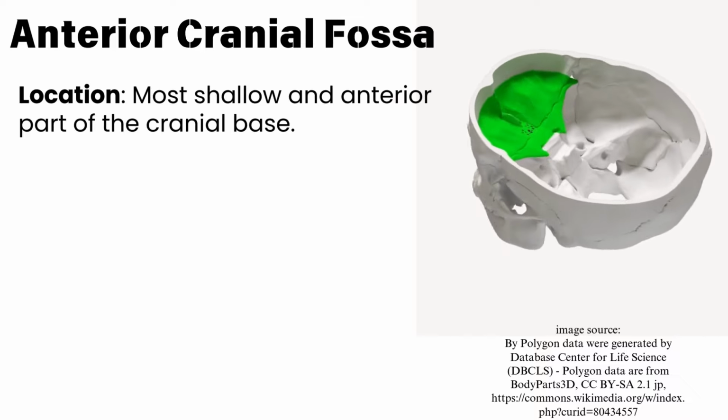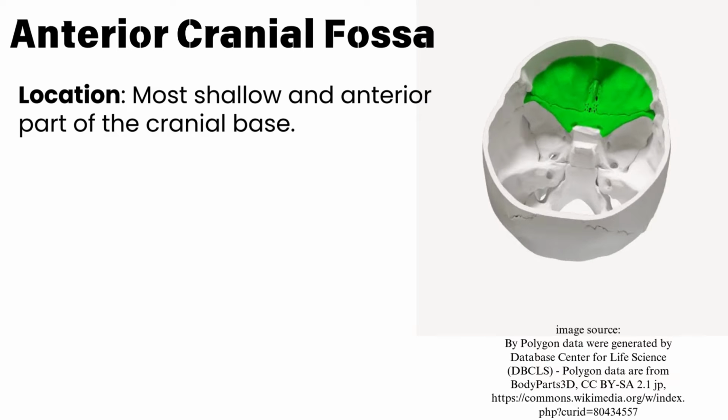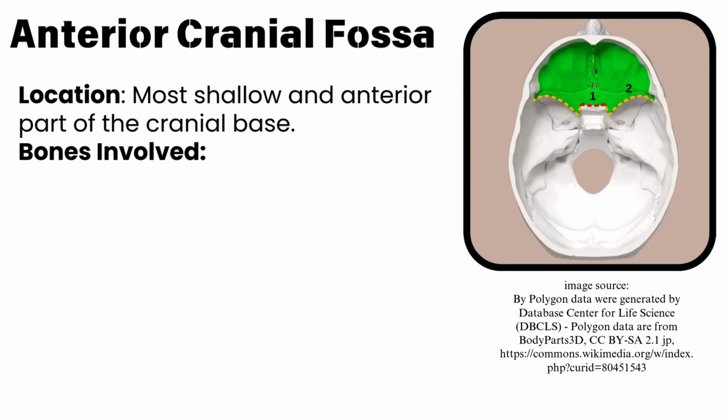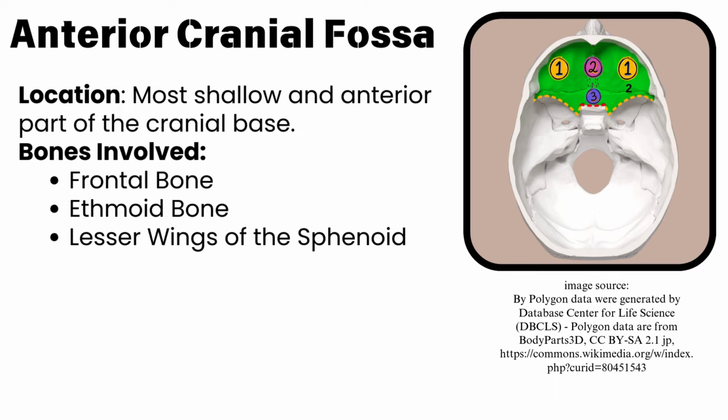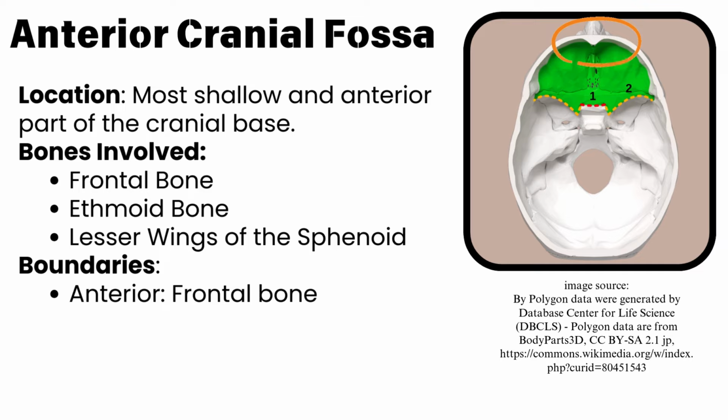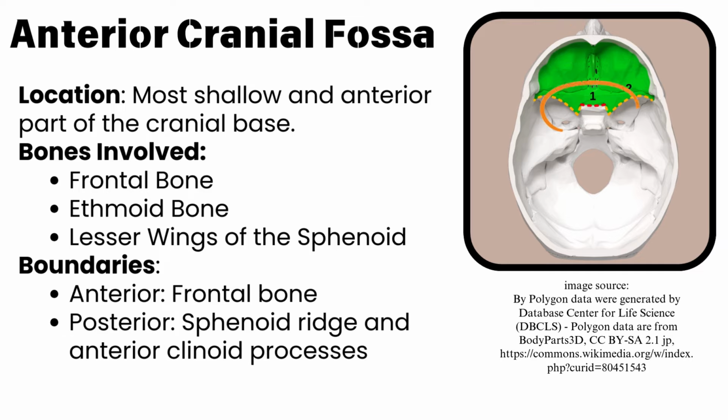It is the most shallow and anterior part of the cranial base. Bones involved in anterior cranial fossa: frontal bone, ethmoid bone, lesser wings of the sphenoid. Boundaries of anterior cranial fossa. Its anterior boundary is formed by the frontal bone. Its posterior boundary is formed by the sphenoid ridge and anterior clinoid processes.